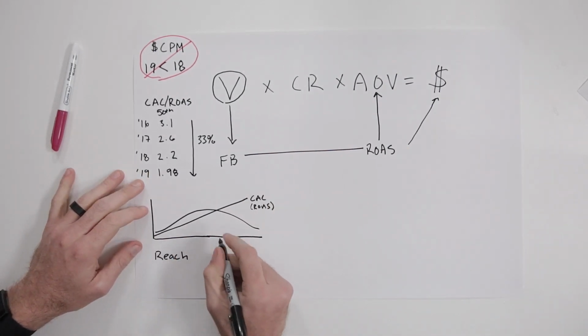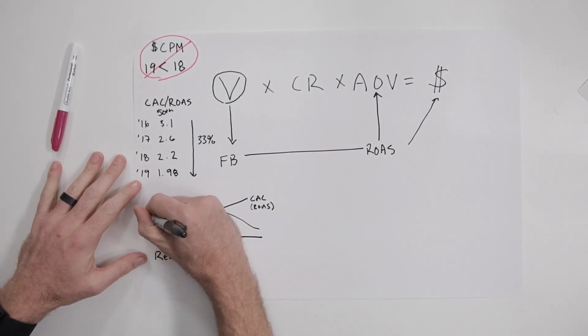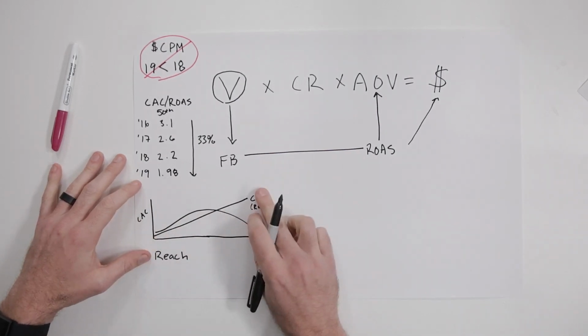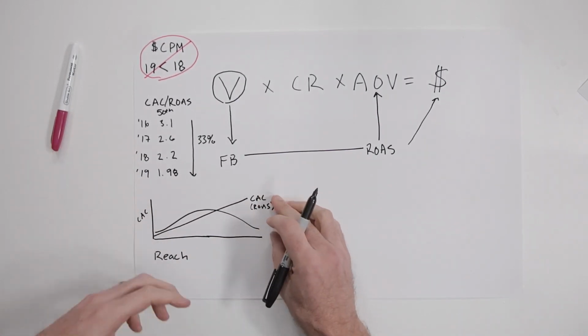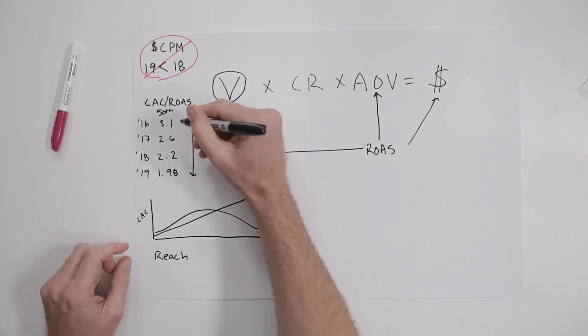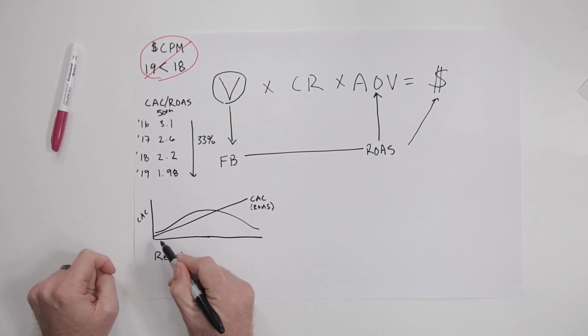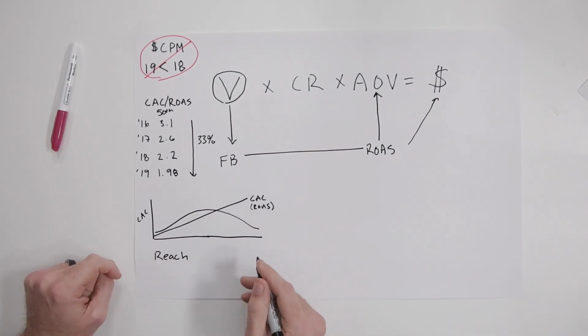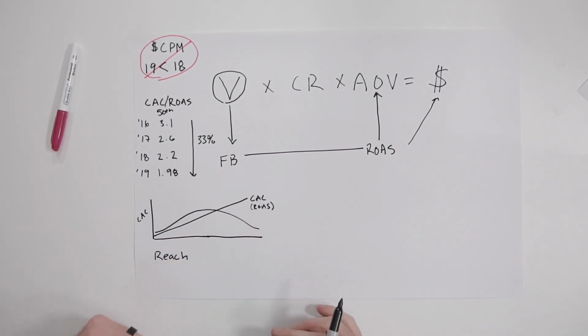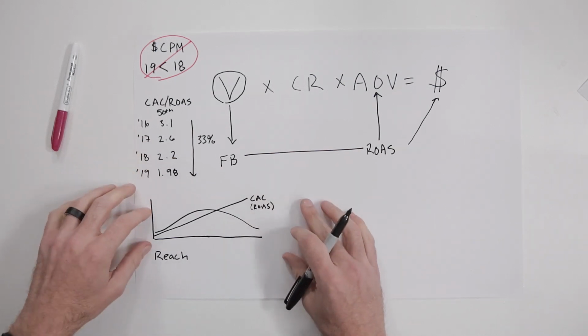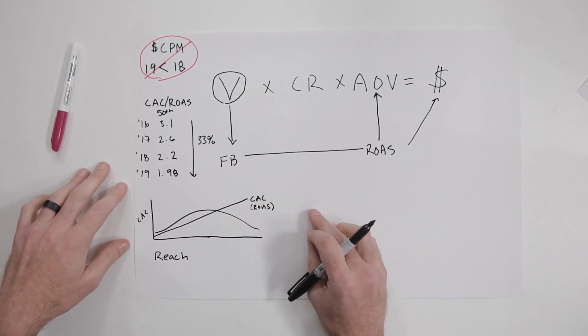So if this is reach on the x-axis and this is CAC on the y-axis, as you move out into the customer curve, you have brands that began acquiring customers in 2016 at this part of the customer curve and are now moving out. So what's happening as they reach further, as their spend increases, their cost to acquire customers increases.